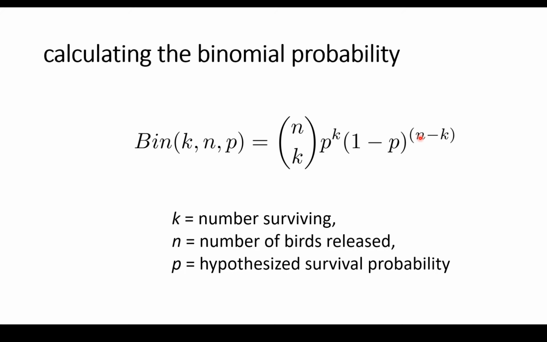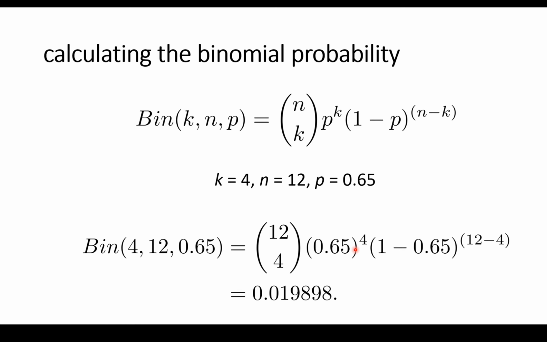Well, it's the total number released minus the total number that survived. And if you just think through the algebra a little bit, you'll see that this superscript over here is the number of individuals that died out of the n total number of individuals that were initially released. So an example of the calculation here, again, is the binomial probability equation.